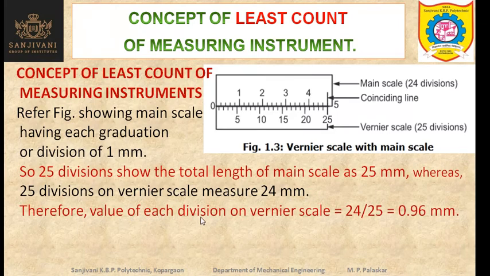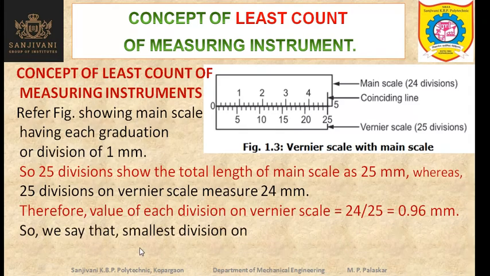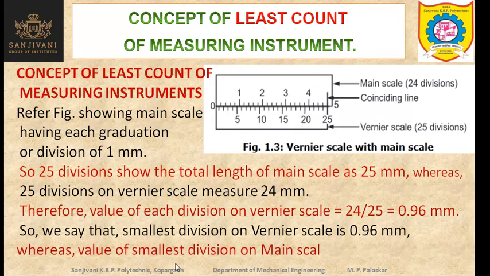Therefore, the value of each division on the vernier scale is 24 upon 25. It is slightly less than 1 millimeter, and that is equal to 0.96 millimeter. So we have to say that the smallest division on the vernier scale is 0.96 millimeter, whereas the value of the smallest division on the main scale is 1 millimeter.